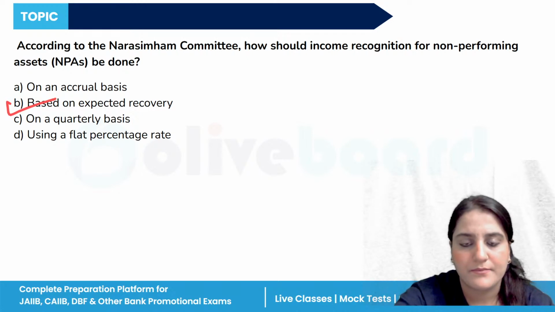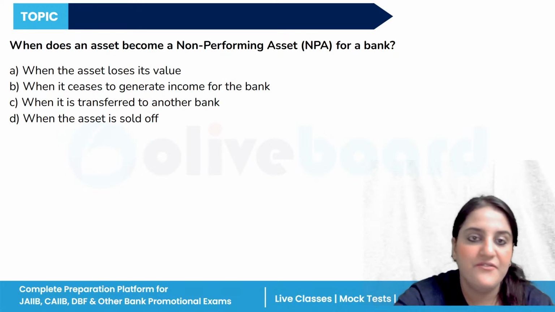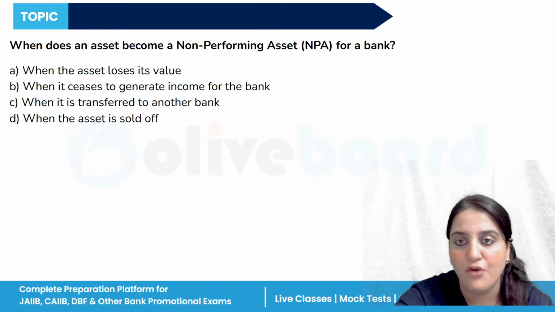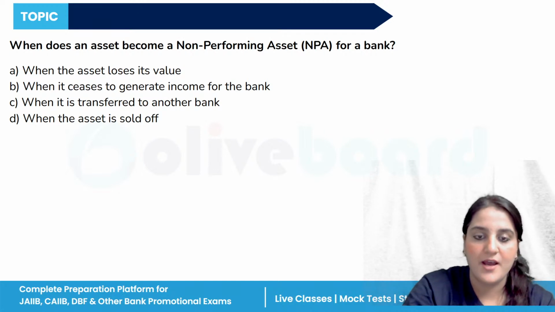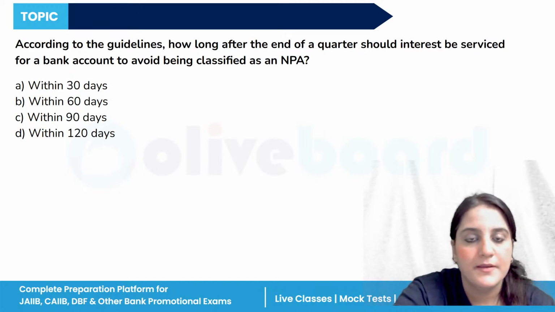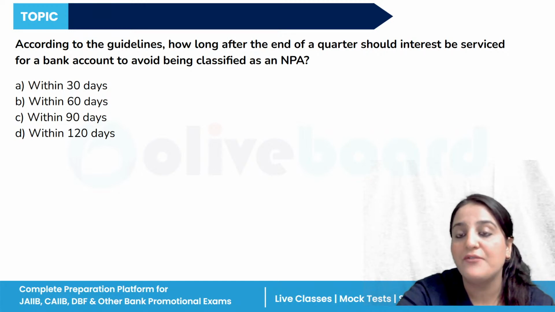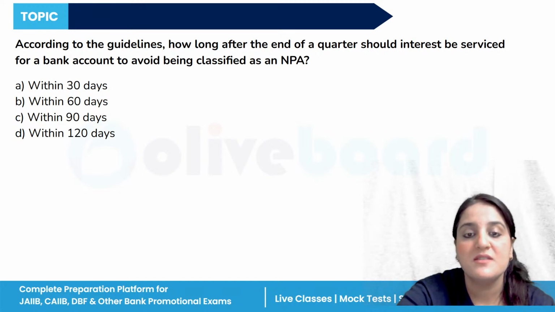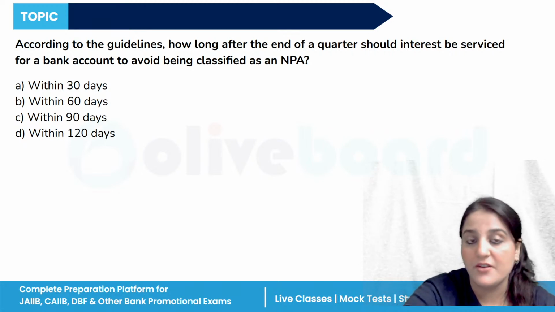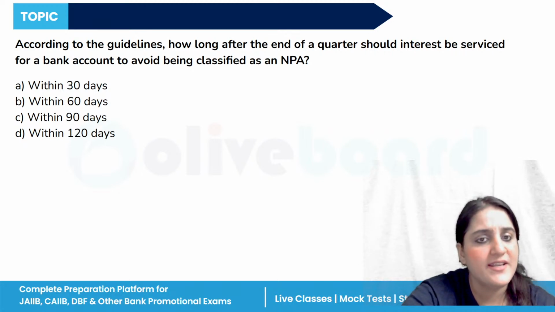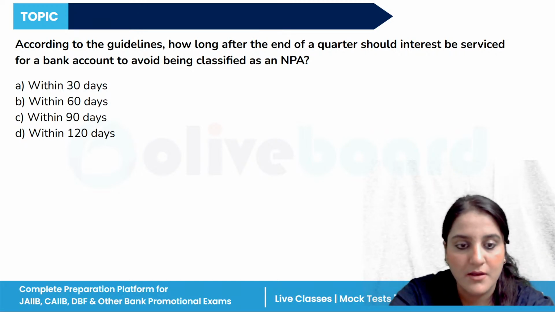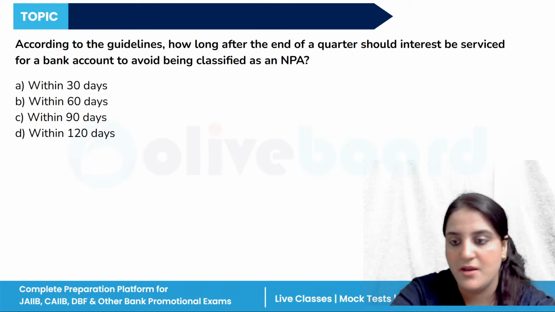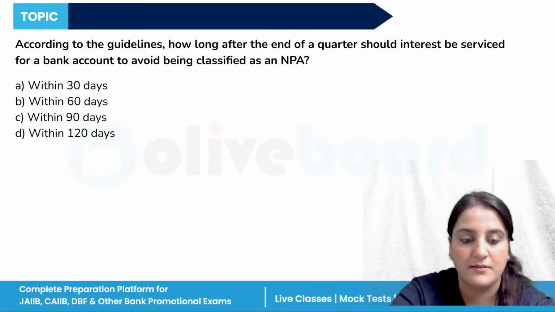Okay. And when does an asset become a non-performing asset for a bank? When it ceases to generate income for a bank. Okay. And according to the guidelines, how long after the end of a quarter should interest be serviced for a bank to avoid being classified as an NPA? Tell me, I told you this recently. Which answer is correct according to you? Very good. Atharv sir, 90 days is the correct answer.